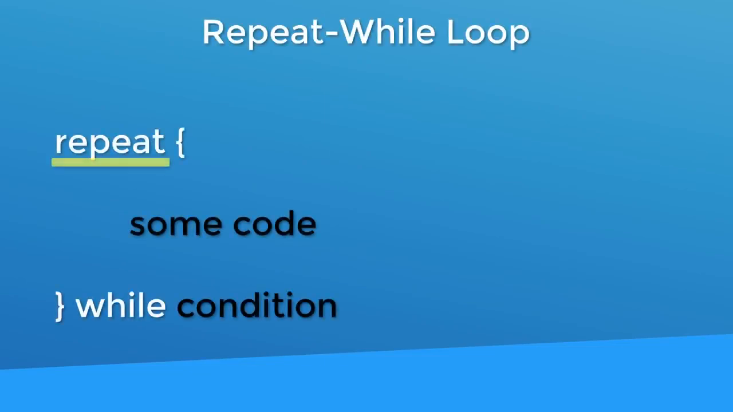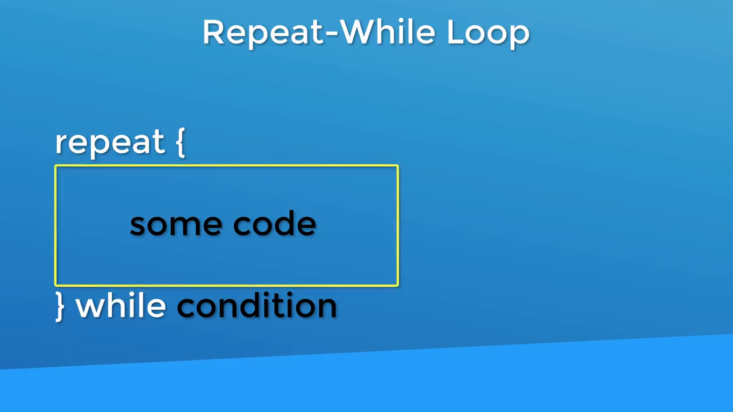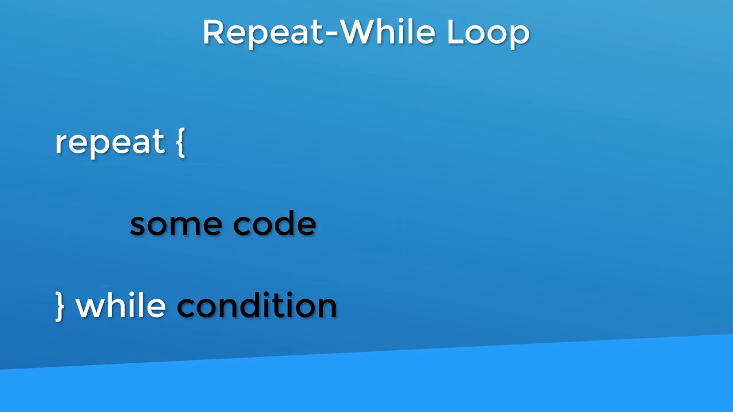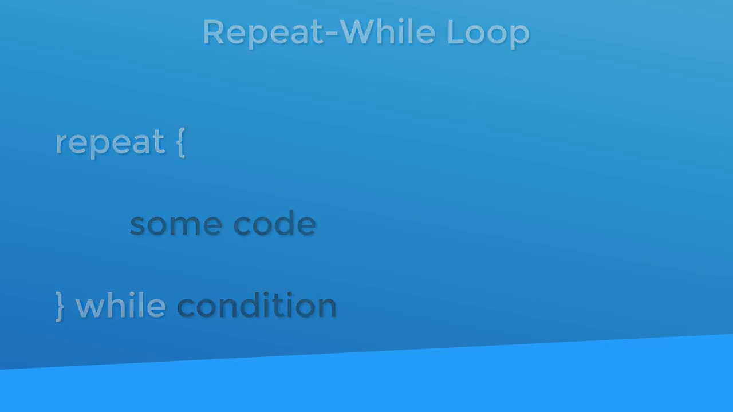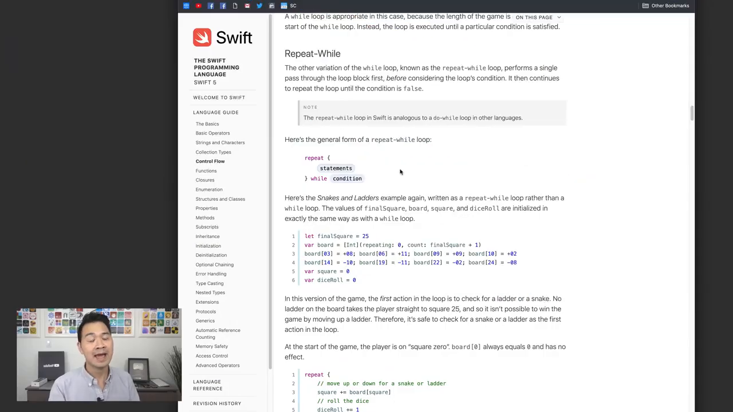So here you have the repeat keyword followed by a set of braces. Inside the braces, you have the code that you want to loop. And what's noteworthy is that behind the closing brace, you have the while keyword and then the condition. So notice how the condition is at the end of the loop instead of at the top like in the while loop. So essentially what happens here is that your code statements are going to be run at least once. And then after it is run, it's going to check the condition.